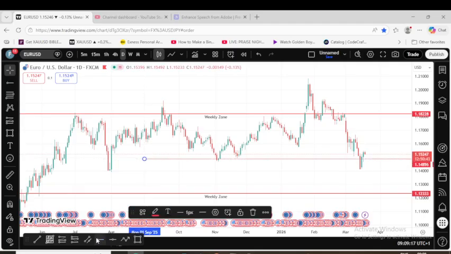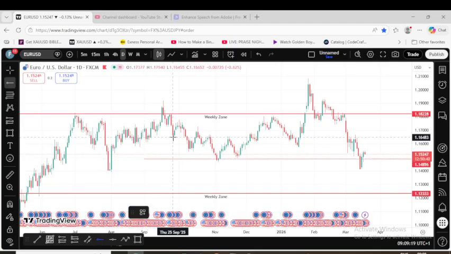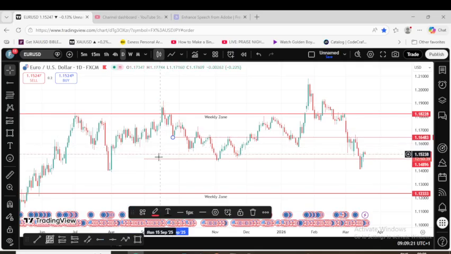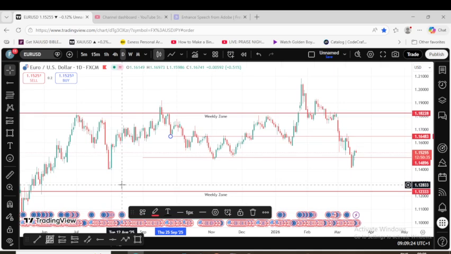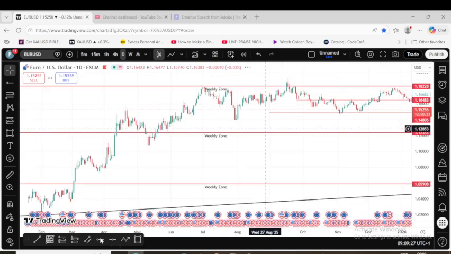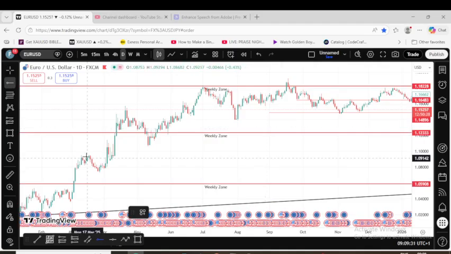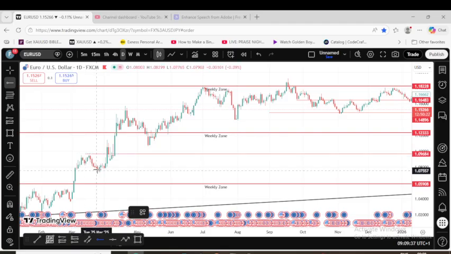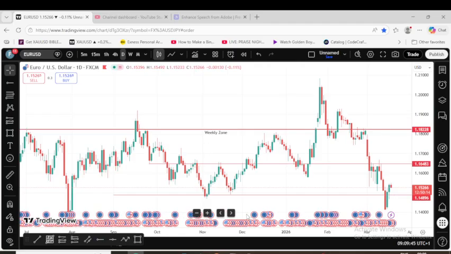Now let's identify our zones on the daily time frame. We have a zone here. We have a zone here. We have a zone here. And this zone here. So do we have any trend lines that we can draw? Yes, we do.